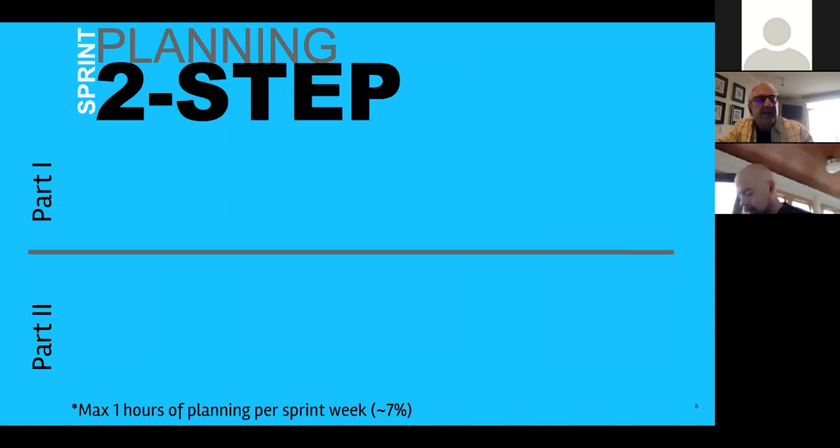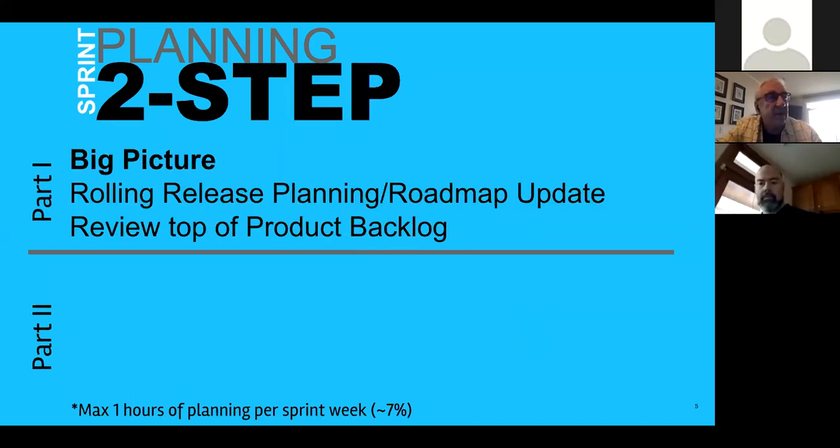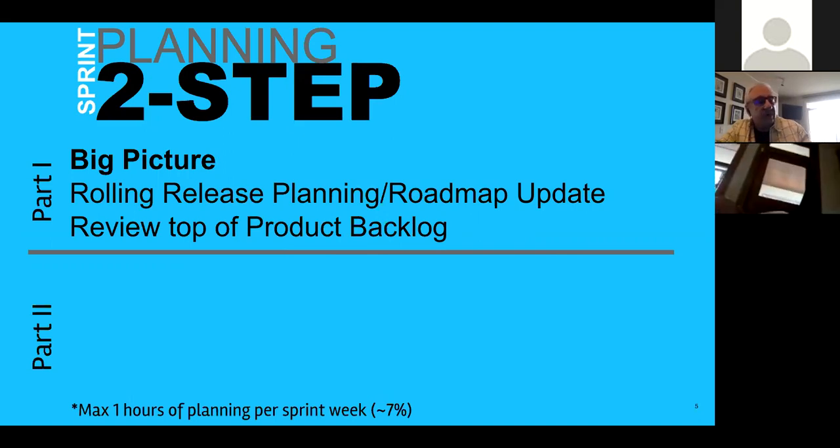Sprint planning is a fairly straightforward exercise. It's built around a two-step process. There's step one and step two, so it's not really a complicated thing, but it does give you a sort of repeatable, not quite mechanical, but at least structured way for a team to attack this problem.